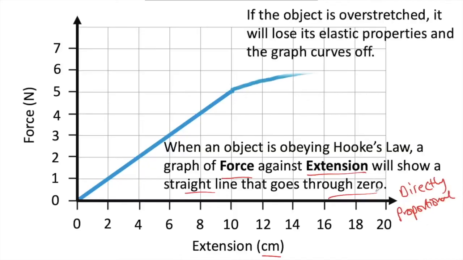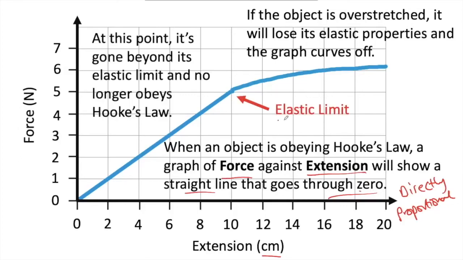If the object is overstretched, it will lose its elastic properties and the graph curves off. And this point here, we'd call its elastic limit, or limit of proportionality, because that is the point that it is not proportional anymore. So here is its limit of proportionality. And at this point, it's gone beyond its elastic limit and no longer obeys Hooke's law.